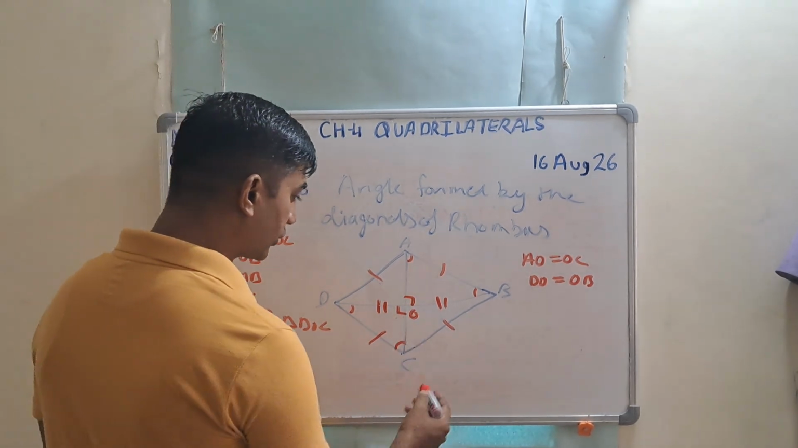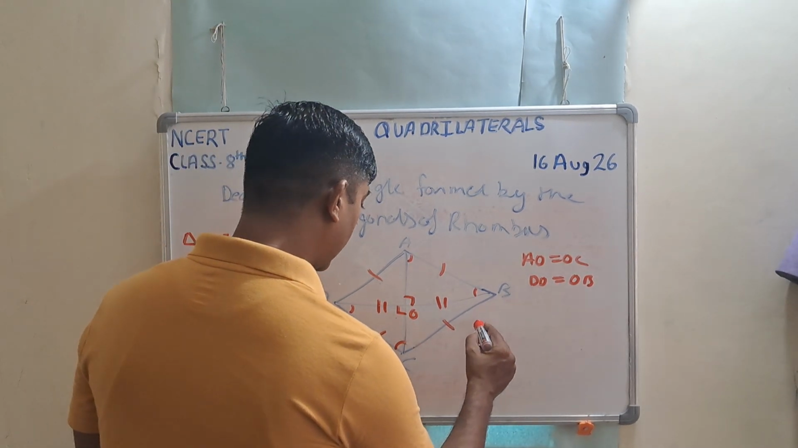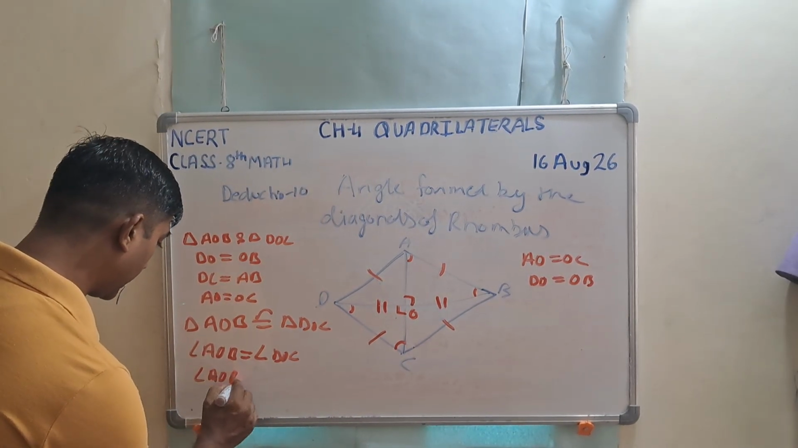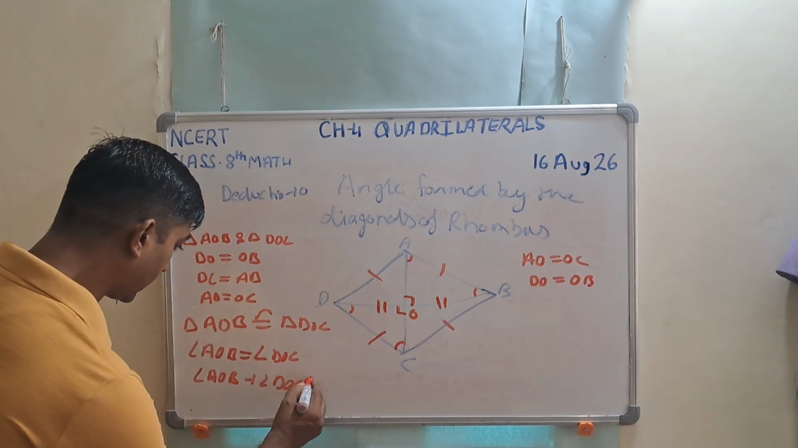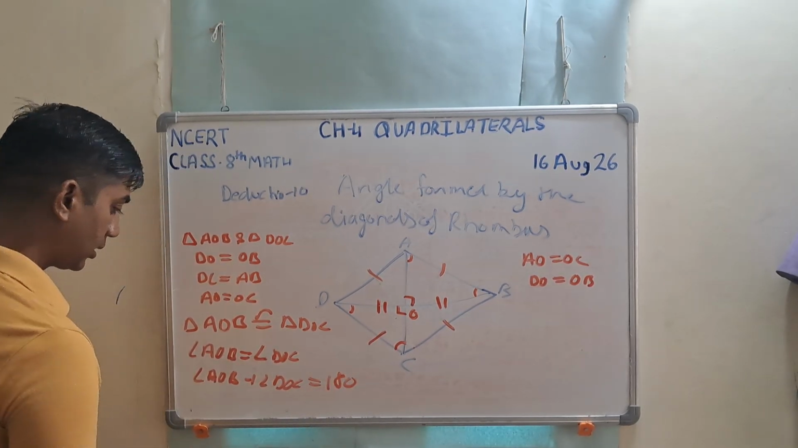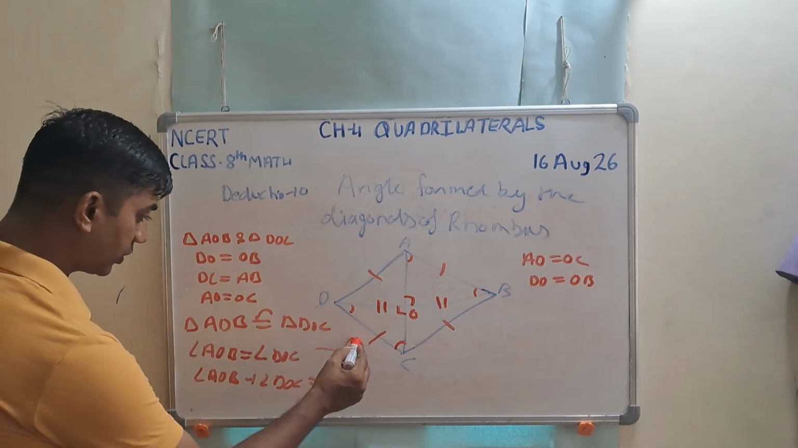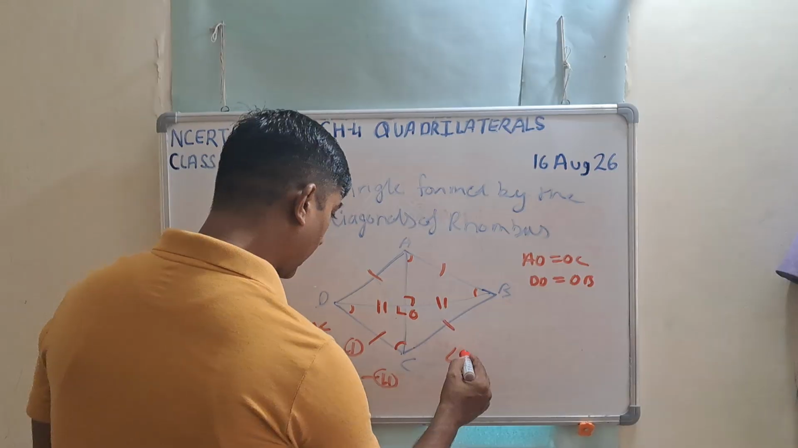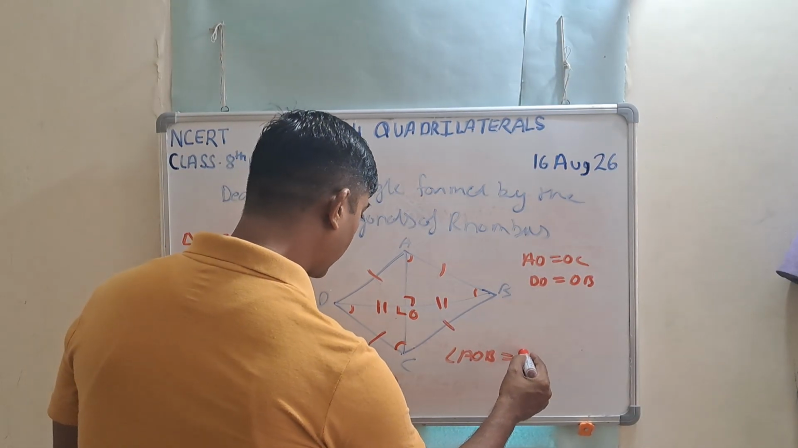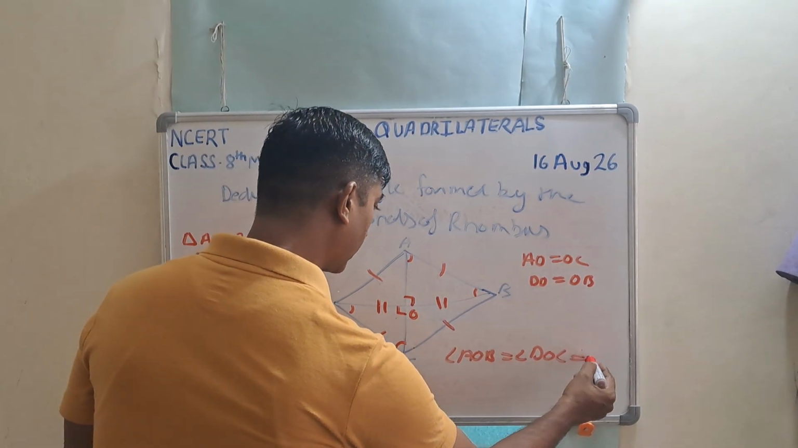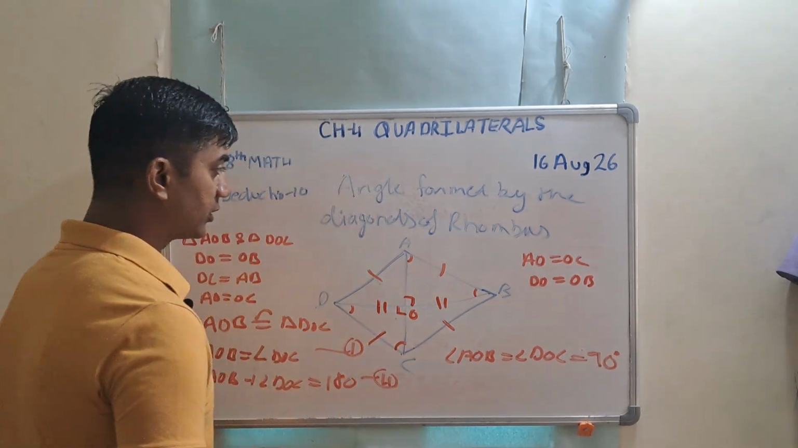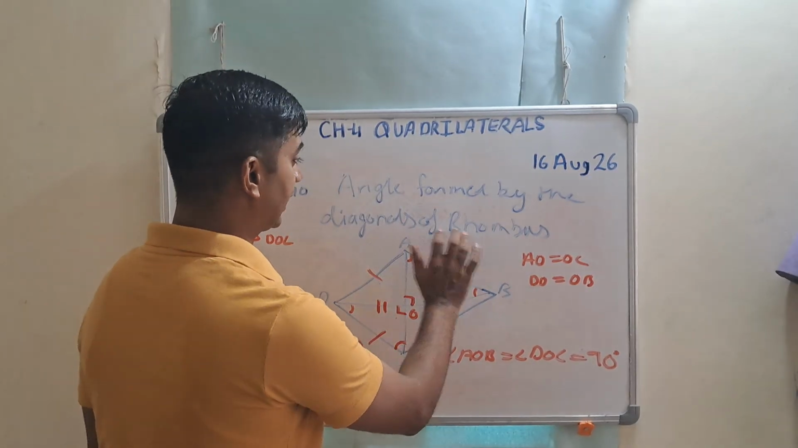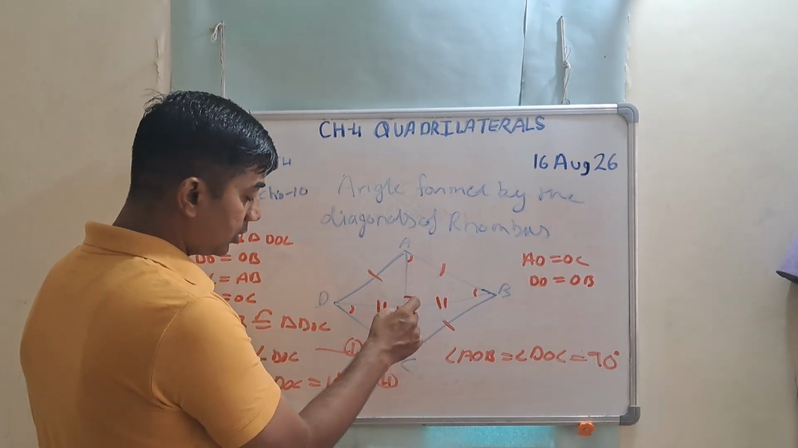Also these are vertically opposite angles. What does it mean? That angle AOB plus angle DOC is equal to 180 degrees, and if we use these two relations, we conclude that angle AOB is equal to angle DOC is equal to 90 degrees. So this is a conclusion of deduction 10, that the angle formed by the diagonals of a rhombus is 90 degrees.